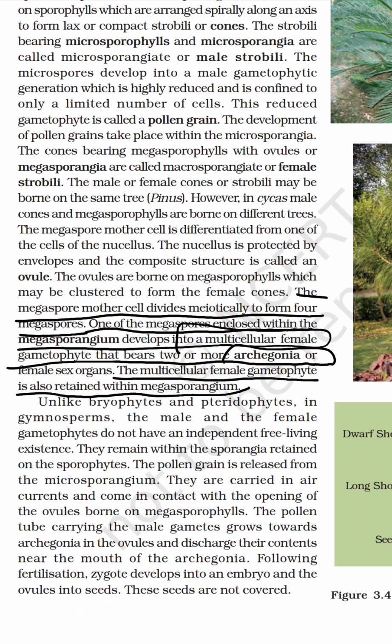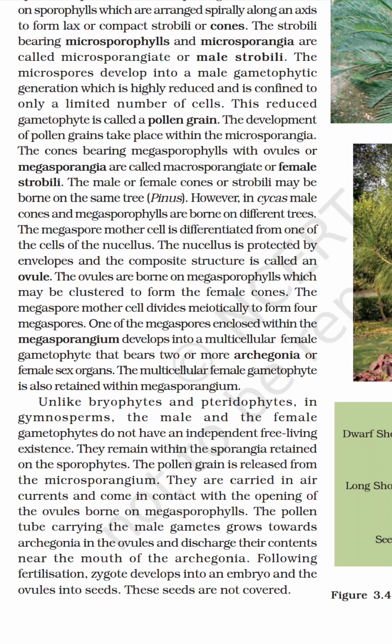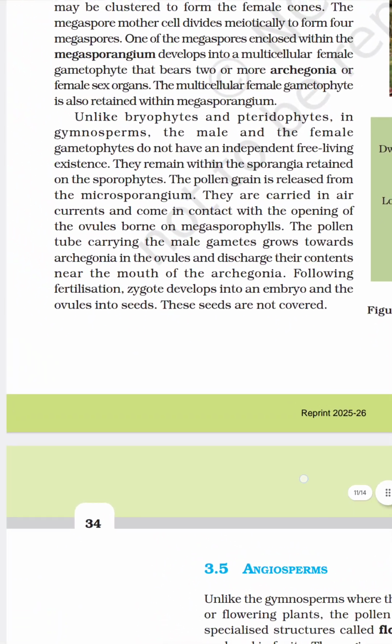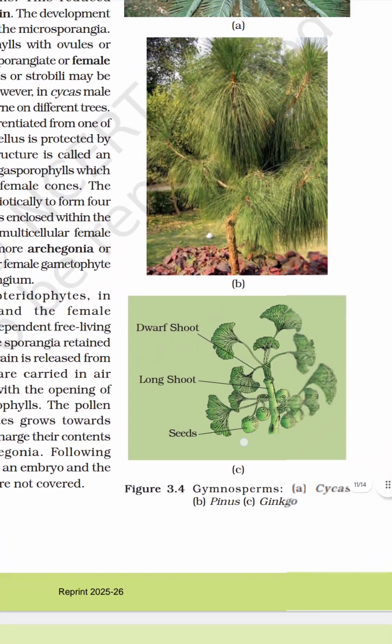The pollen grains are released from the microsporangium. They are carried in the air and come in contact with the opening of the ovule borne on the megasporophyll. The pollen tube carrying the male gametes grows towards the archegonium. The male and female gametes fuse and form the zygote, and the zygote develops into an embryo. The ovules develop into seeds, and the seeds are not covered and do not develop into a fruit.